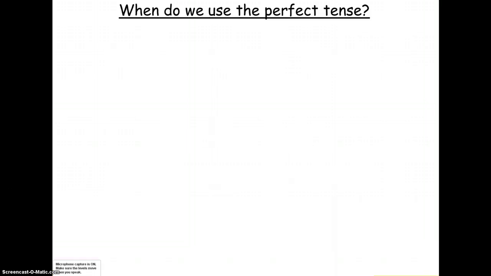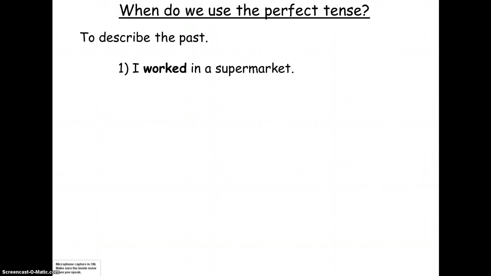For example, if we have a look at these very different sentences in English, you'll see what I mean. The perfect tense, sometimes called the past tense, is one of the tenses that you use to describe the past, any action that happened previously and is no longer happening. So "I worked in a supermarket" is possibly the easiest example to recognize because of the ED in English. Anything with an ED on it is very often a past tense.